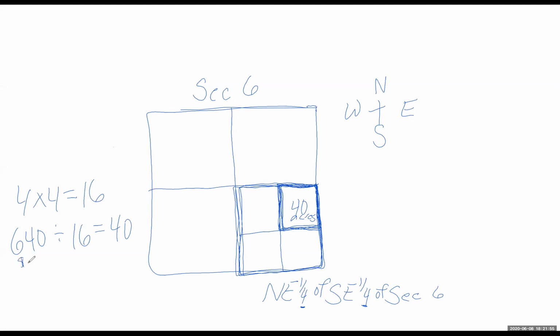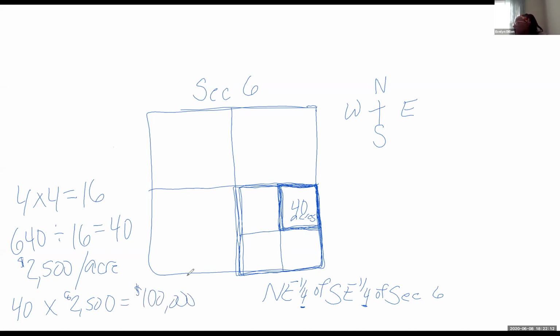It's raw land. 100 grand. So what you do, 40 acres times $2,500 gives you 100 grand. Everybody got that? Yep. That's pretty easy to do, right? Hopefully. Who's got questions so far?